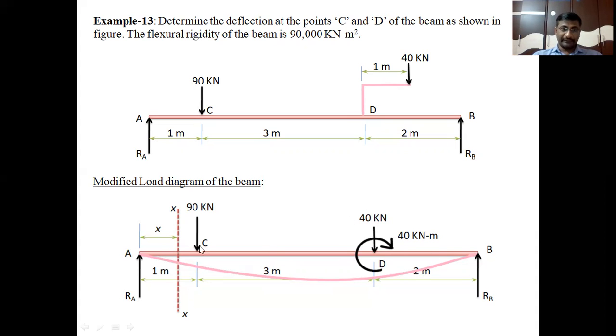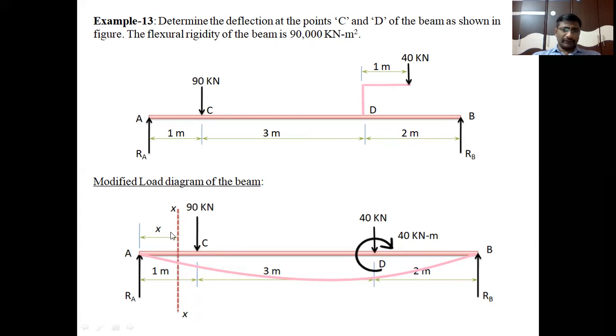So this is the modified diagram. 90 kilonewtons at point C and 40 kilonewtons a direct load acting at point D. Along with this direct load, a moment is developed at point D, that is 40 kilonewton meter, 40 into 1. Okay. The total length of the beam is 6 meters. The total span of the beam is 6 meters. 90 kilonewtons is acting at a distance of 1 meter from the left support, and this is 40 kilonewtons, and 40 kilonewton meter is developed at a distance of 4 meters from the left support.